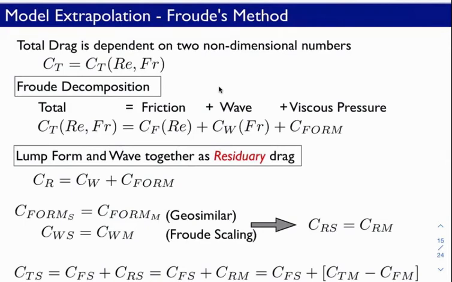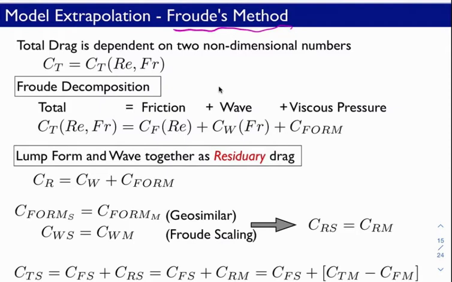In this short video, I want to go over the first of two model extrapolation procedures that we're going to use to take the resistance measured on a model and use it to estimate the resistance of the full-scale ship. This one's known as Froude's method. It dates basically to his original idea, and it depends on his premise, which is that of the Froude decomposition.